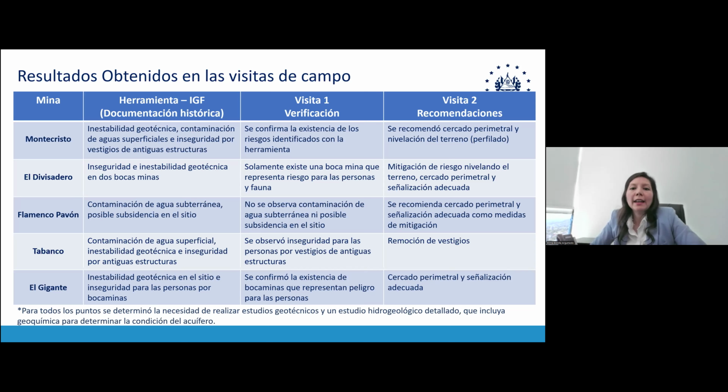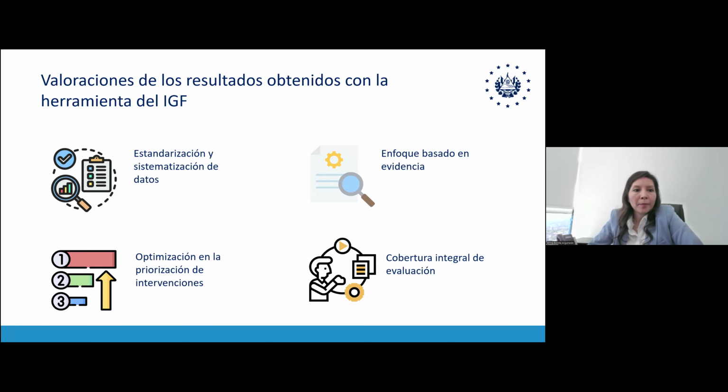The literature spoke about 2 open pits, but we found only 1. And then in the second visit, we received recommendations on perimeter fencing and evening the surface. And something important to consider is that for all of them, we needed to do geothermic studies and detailed studies, including geochemistry, so that we could identify the watershed. Something to take into consideration is that now it is the dry season, so we would have to repeat this during the wet season so that we can better identify if there are any other aspects. Now, regarding the results that we obtained with the tool, basically we were able to standardize and systemize the data.